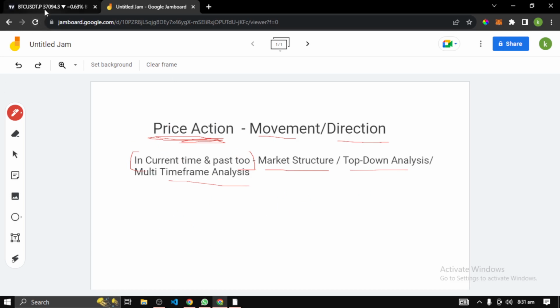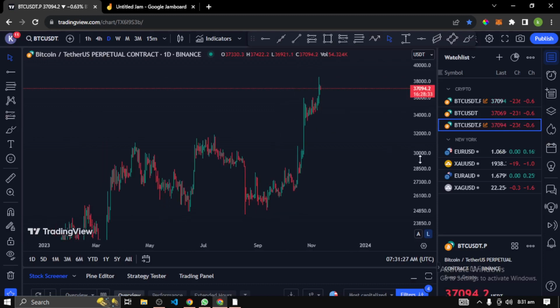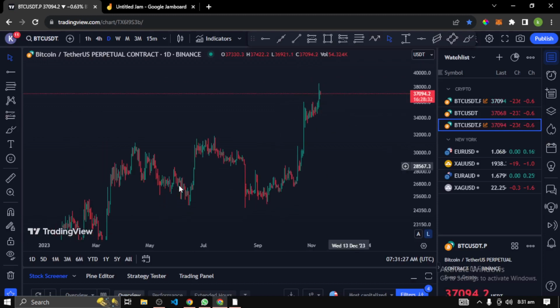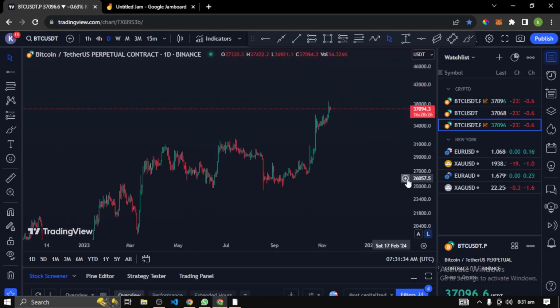So now let's go back to the chart. Here is our chart again, our BTC USDT pair. That's the futures market.